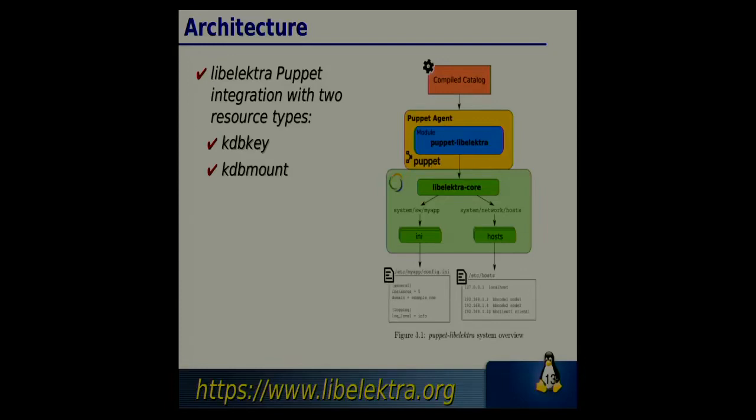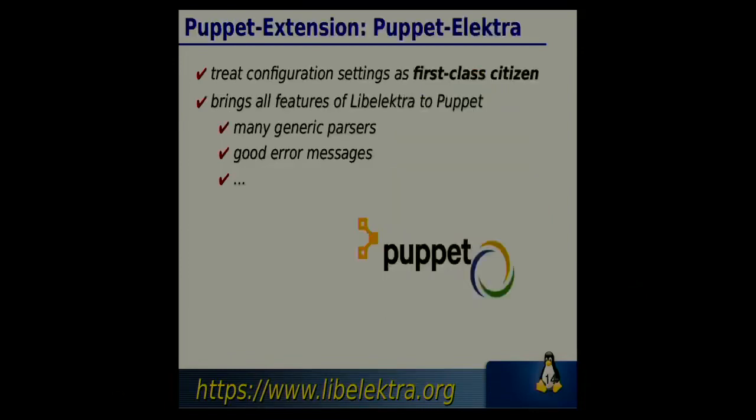For example, with INI. So that's the KDB mount abstraction, so this mapping here. And then we have the KDB key, which can manipulate individual values within these files. So these are the two main abstractions. And the main idea in the Puppet-Elektra is to have configuration settings as first-class citizen, so that we are not manipulating complete configuration files, but we go down to individual configuration settings.